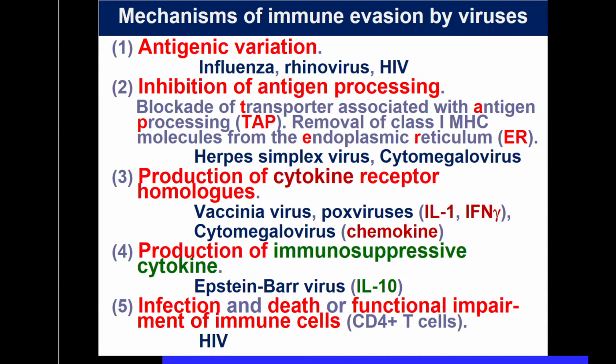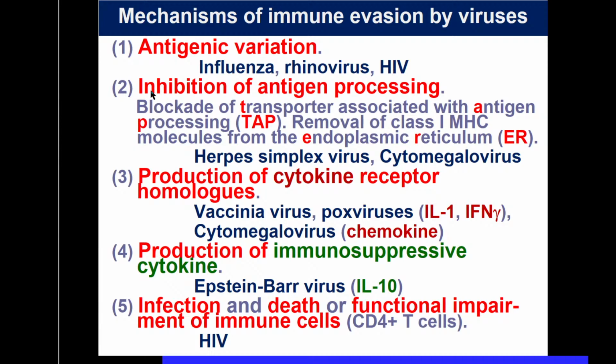And now about some mechanisms of immune evasion by viruses. Some viruses may bypass the immune response by antigenic variation, like influenza, rhinoviruses, and HIV. It means they change antigenic determinants, and these determinants can be recognized by antivirus antibodies and T cell receptors of the T helper and T killer cells.